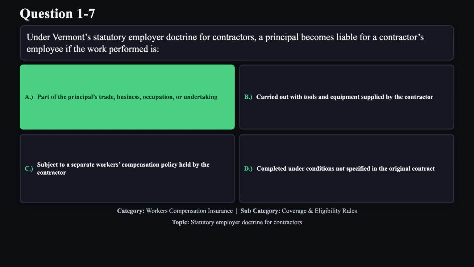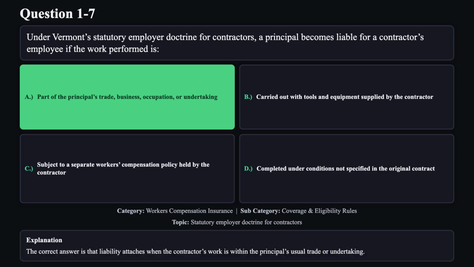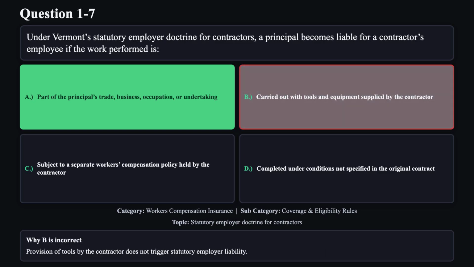The correct answer is A. The correct answer is that liability attaches when the contractor's work is within the principal's usual trade or undertaking. Reason B is not correct. Provision of tools by the contractor does not trigger statutory employer liability.